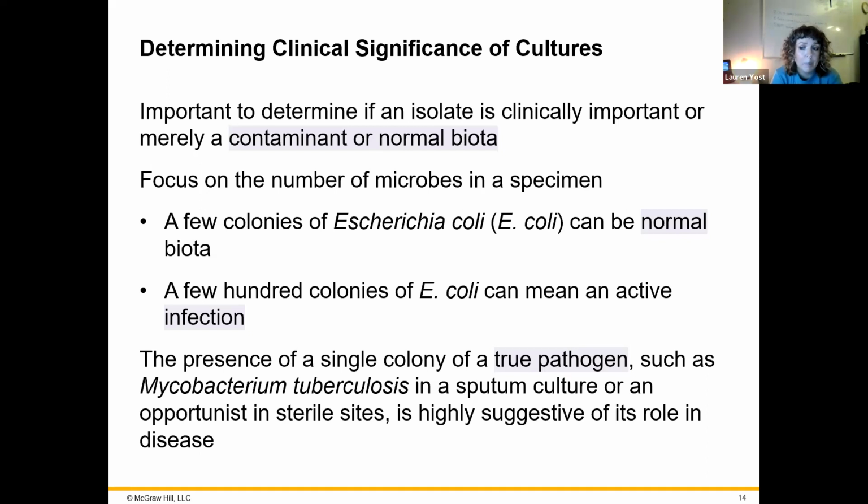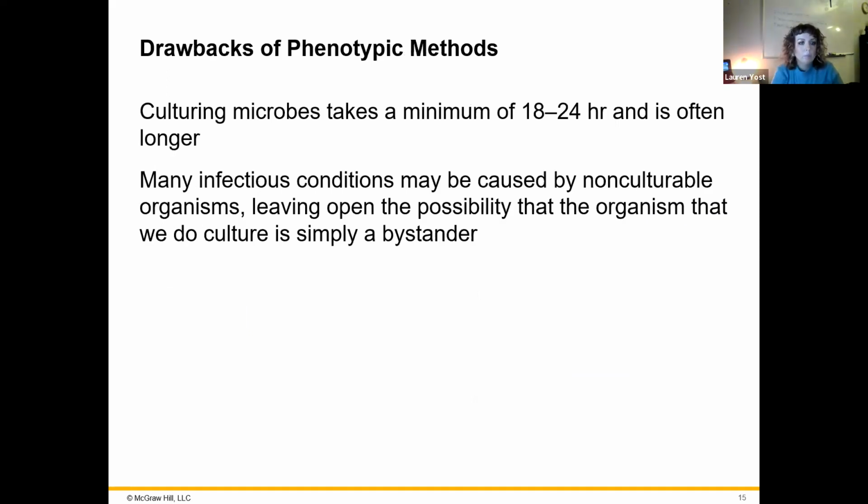But there are some bacteria out there that there should not be any of on your body ever. And that includes Mycobacterium tuberculosis in this example here. It is a true pathogen, and it should not be there. So even one of these organisms being seen would indicate an infection and should be taken seriously.